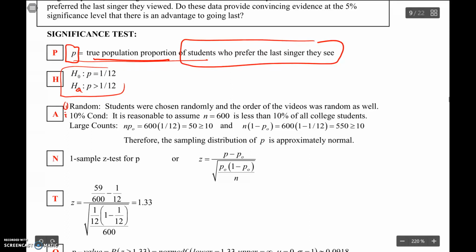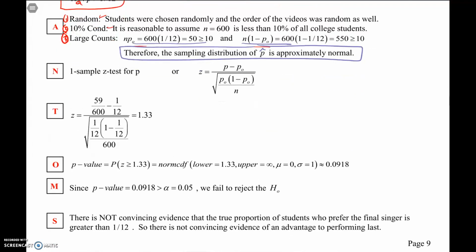Assumptions, 1, 2, 3. Don't just say random check, 10% condition check. I won't accept it. Give me a statement that shows me you know what to do here, and it doesn't have to be a full sentence like this. Check the conditions. And this is another thing that they don't require in the AP, but I do require: we check large counts. It passes. We say, therefore, the sampling distribution of p hat is approximately normal. I do want that statement.